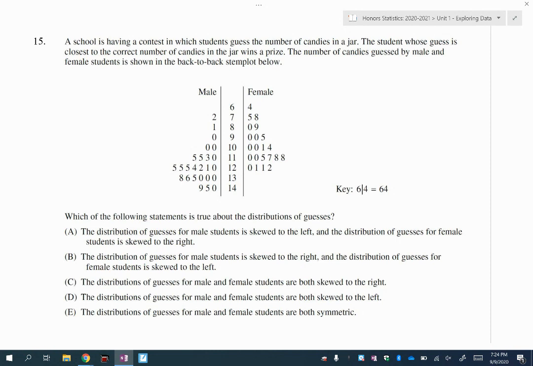All right, it says which of these statements is true about this distribution of guesses. Now, I'm just going to be honest with you. Most people mess this up. It's not really their own fault, it's because it can get confusing. So I want to start with the female.